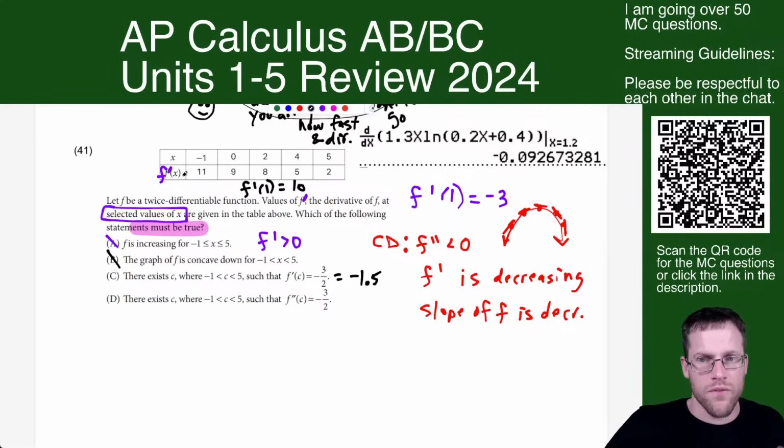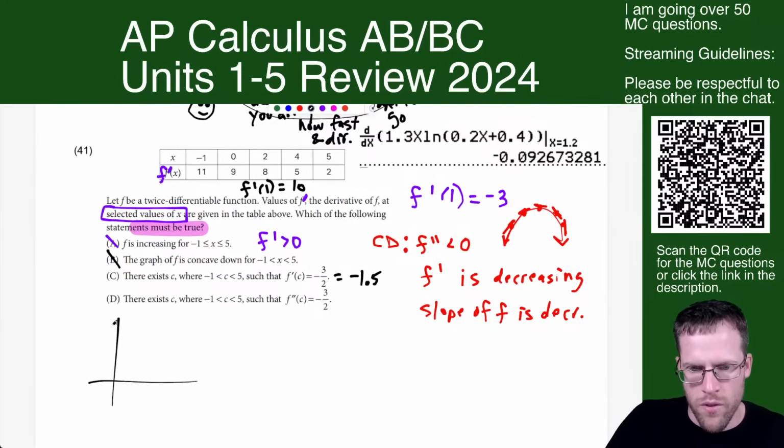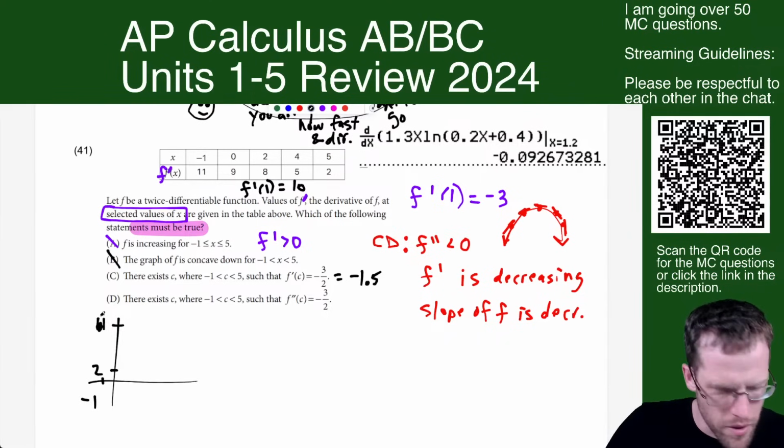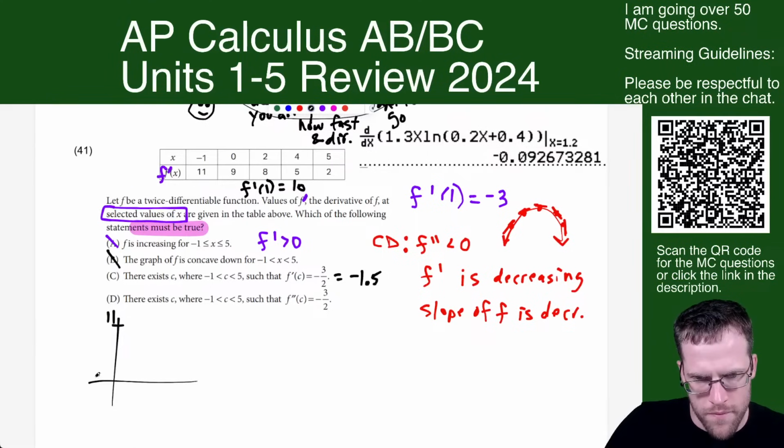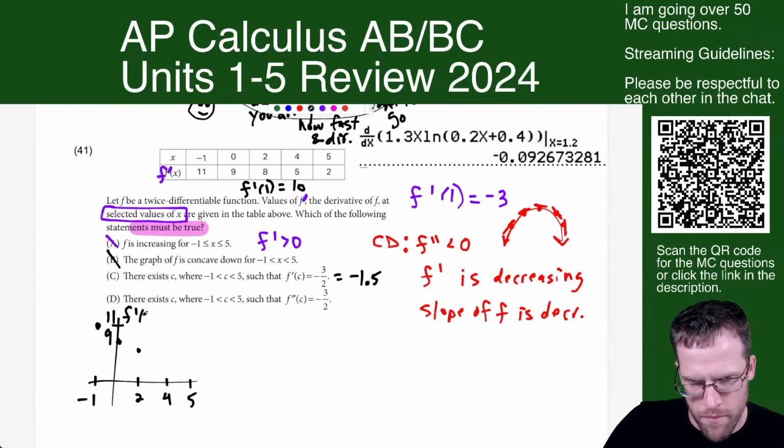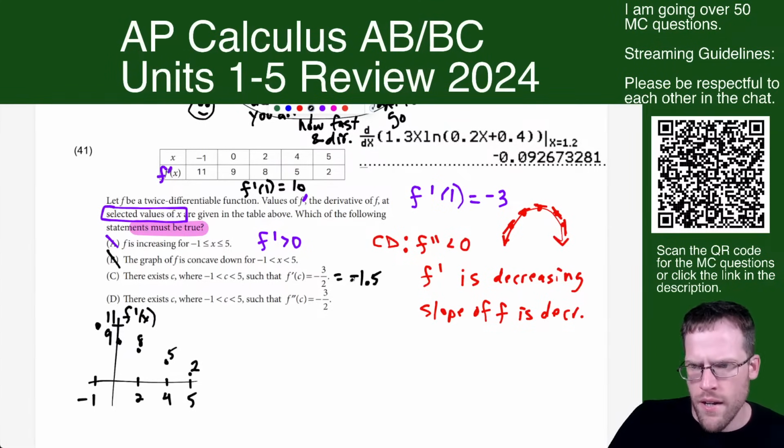If this is a table of values, then this is IVT territory. But notice we're going from 11 to 2. Let me actually write that over. So I'll say this is 11, and I'll put -1 over here. Starting here, at 0, we're at 9. And then at 2, we're at 8, and at 4, 5. This is a table of f prime. So 4 brings us to 5. This was 8, this is 5, and this is 2. That -1.5 is down here.